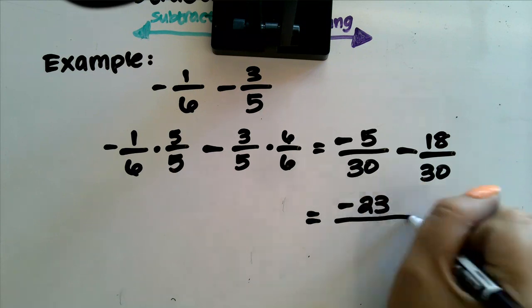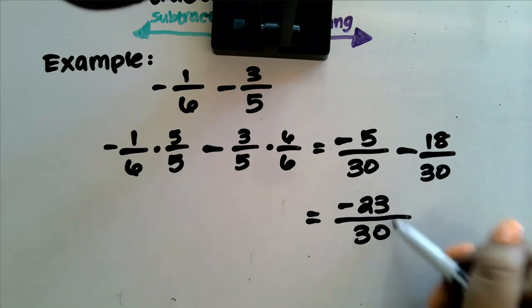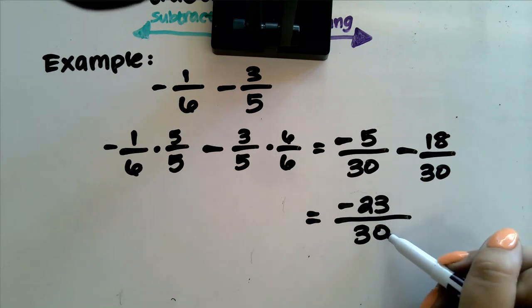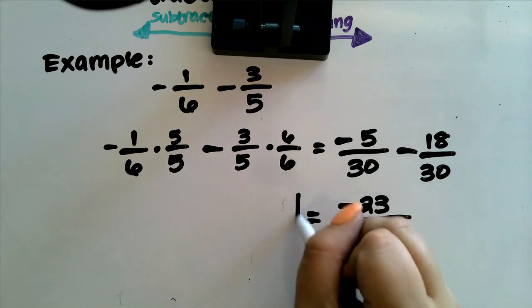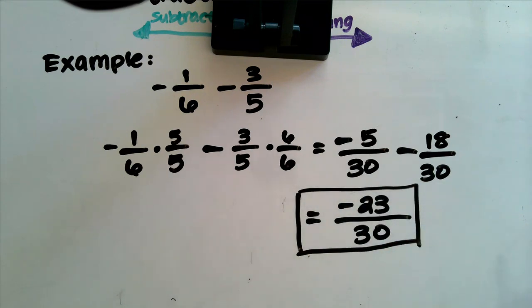And then, just like before, we keep the same denominator of 30. Now, I know that I am done here with this fraction because there's nothing that both negative 23 and 30 is divisible by. So I know that negative 1/6 minus 3/5 is equal to negative 23 over 30.